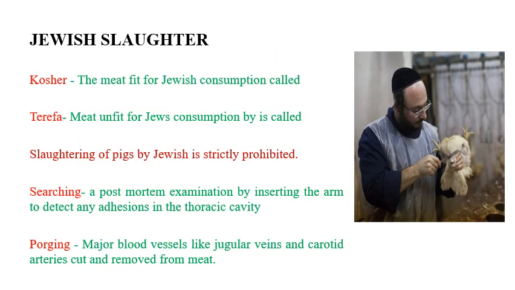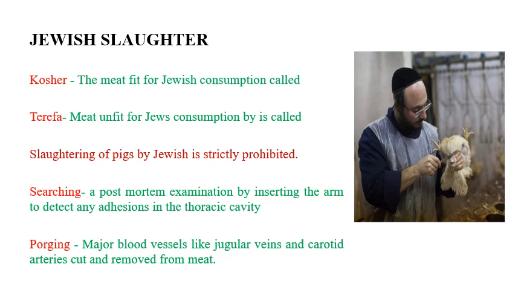So in continuation to Jewish slaughter, the meat which is fit for Jewish consumption is called kosher. So when the slaughter is done as per the requirement and it fulfills all the requirements, then it is called kosher meat. Whereas when it is unfit for Jewish consumption for any reason, then it is called terefa. Slaughtering of pigs by Jews is strictly prohibited, and there are 2 important processes in the slaughter.